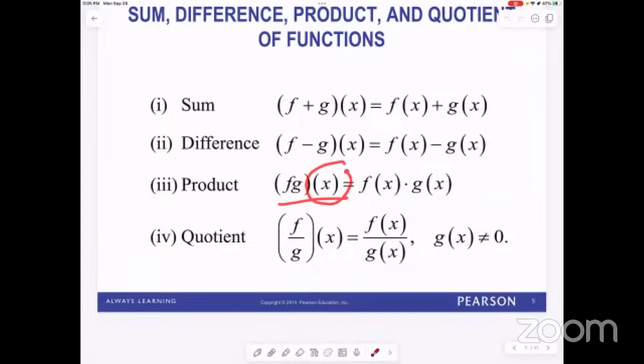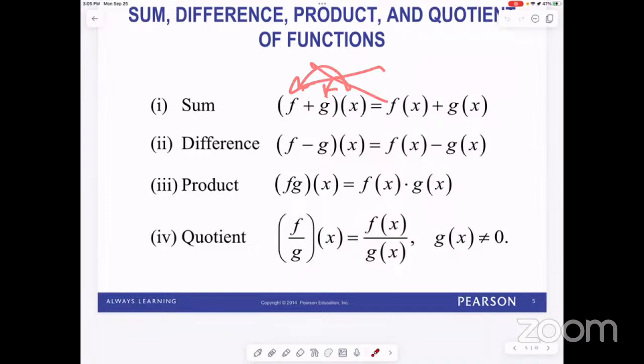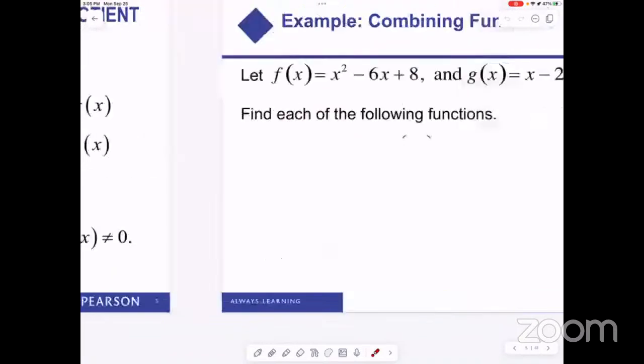Again, students see this and they try to distribute an x. This is function notation, not arithmetic or anything. So this just means f of x times g of x, just f times g. This just means f divided by g. Okay. So again, the common error is students try to do this. That's not what's going on here.